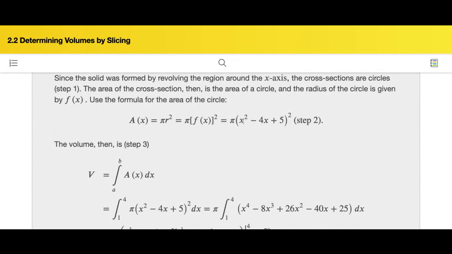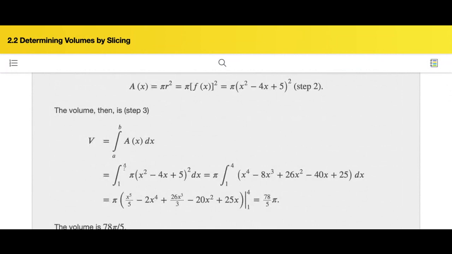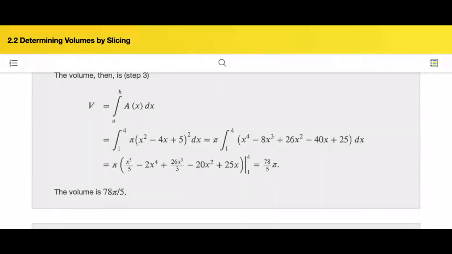And what's f of x? That's a parabola, x squared minus 4x plus 5. So this will be our integrand. So now, our upper limit is 4, lower limit is 1. Our integrand is just the area of the circle, pi f of x squared, with this upward parabola, dx. Then pi is a constant we can pull up front, and this square we can expand. Then we get a polynomial of degree 4. The integrand is a polynomial of degree 4.